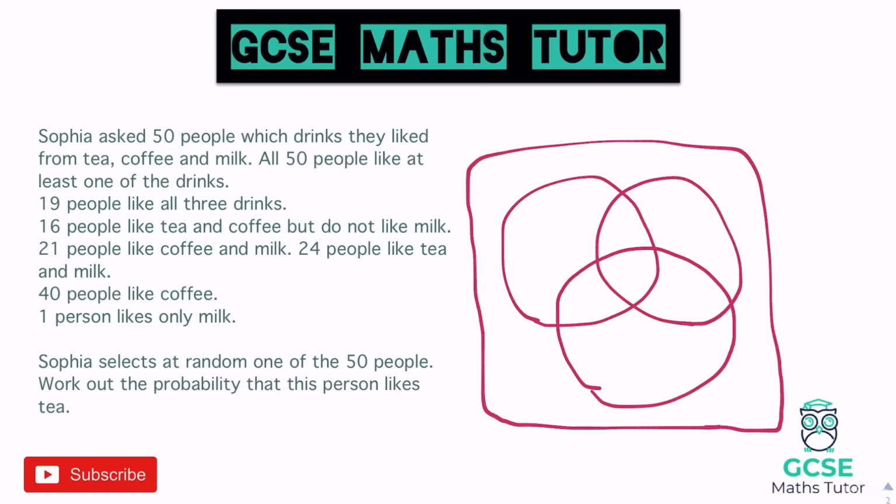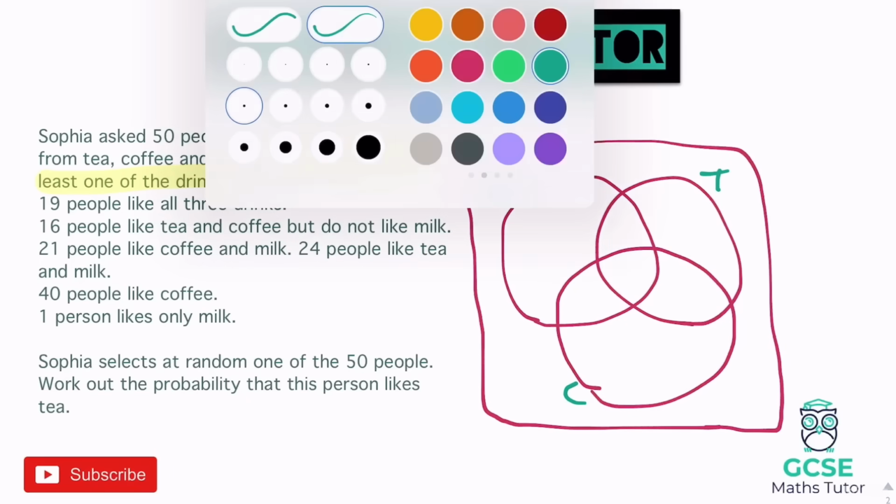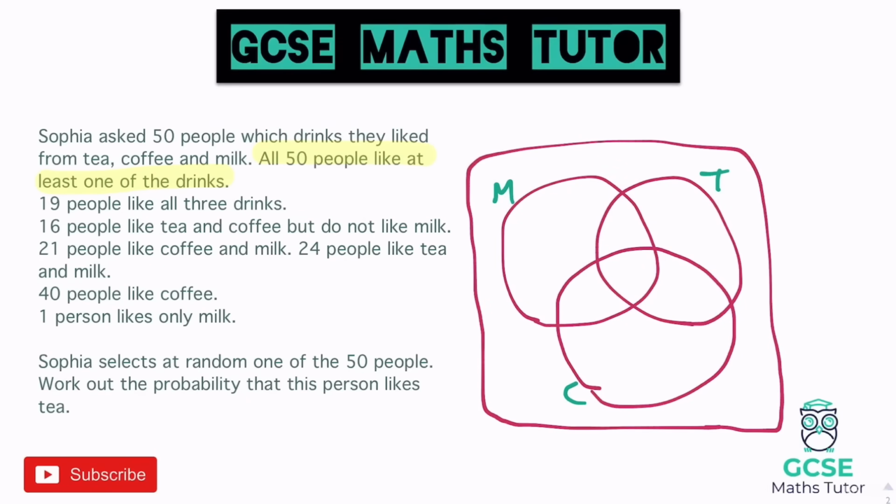There we go. Now I want to keep this all nice and neat and tidy, so I'm going to label them. I'm going to call this one the milk, this one the tea, and this one down here, the coffee. I'm just going to go through the list and start to tick things in when I know that I've got them there. Now the first piece of information it tells us, and if we go through this step by step, it says all 50 people like at least one drink. So that means we know that there's going to be nobody on the outside, so 0 on the outside.